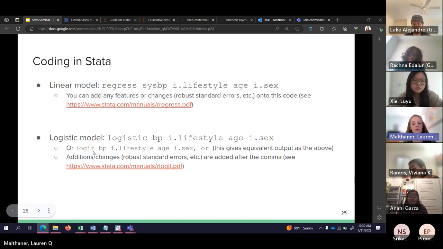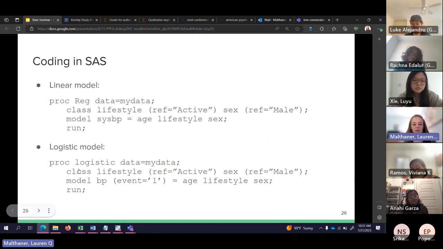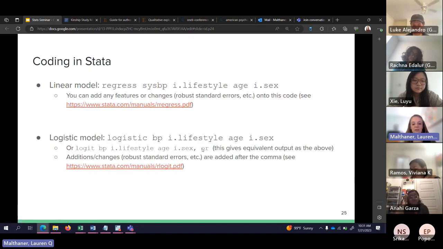However, if you do the logit command without this comma OR at the end, this will give it to you in beta coefficients, which is just less interpretable. So if you do logistic normally, or if you do logit comma OR, these both will give you your results in the format of odds ratios, which are just more intuitive, I think.